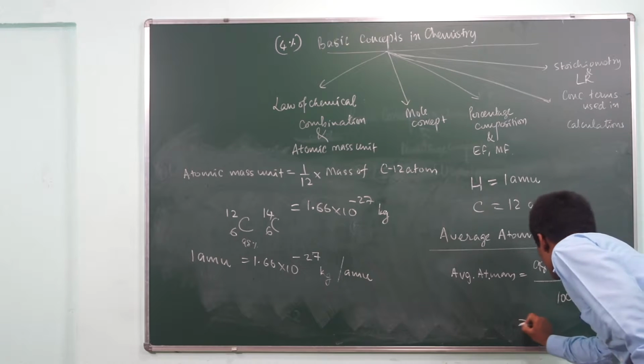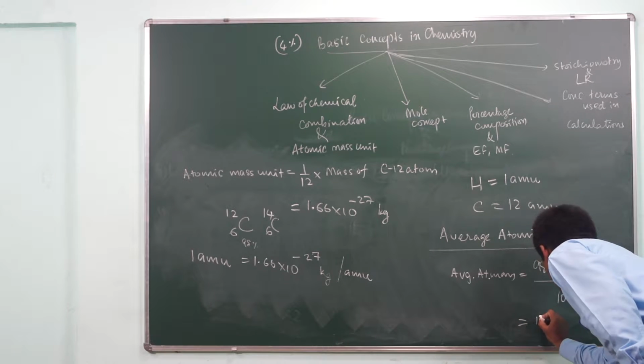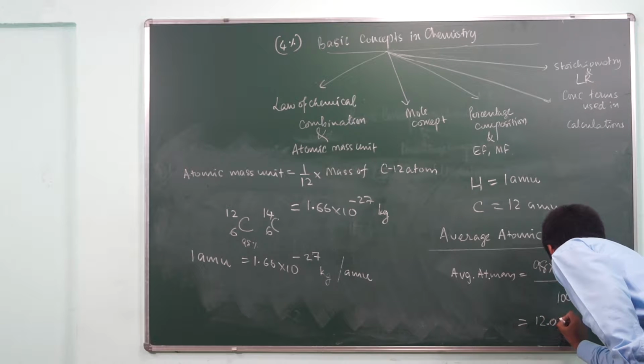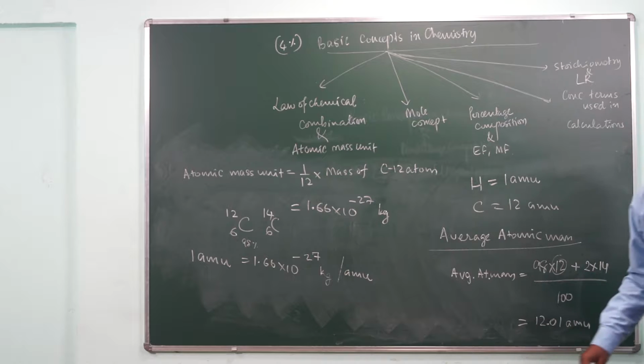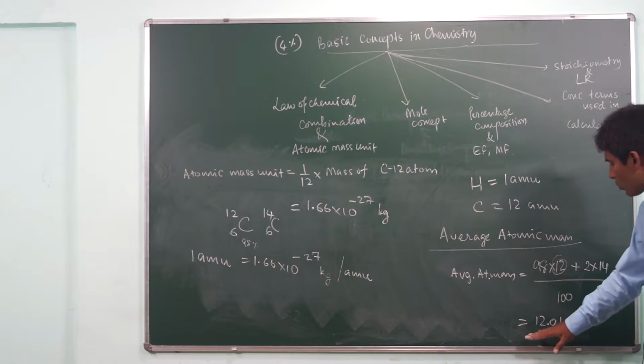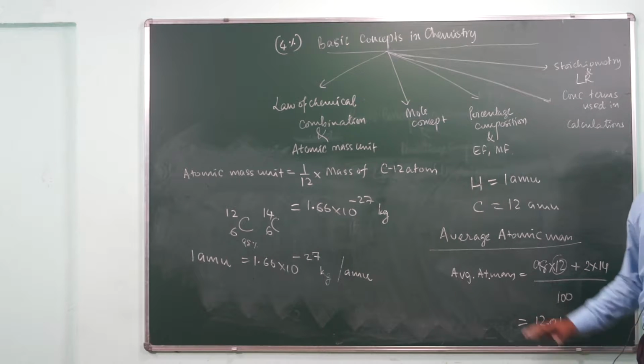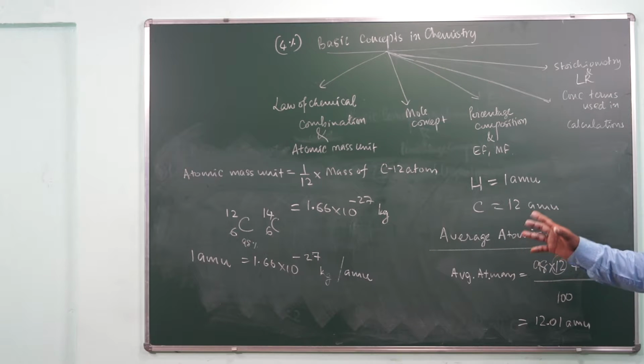So if I look at this, it will come out to be somewhere around 12.01 AMU. Now this 12.01 AMU is called the average atomic mass.